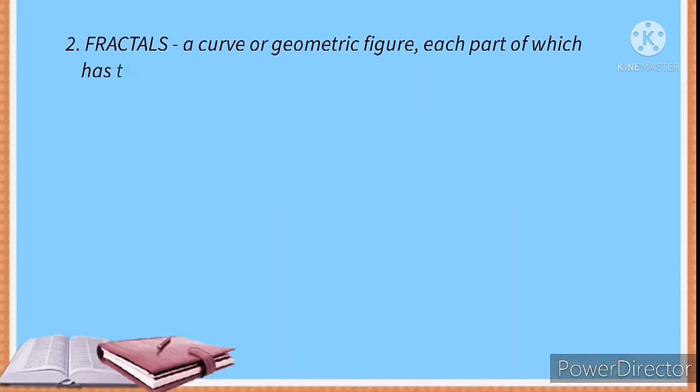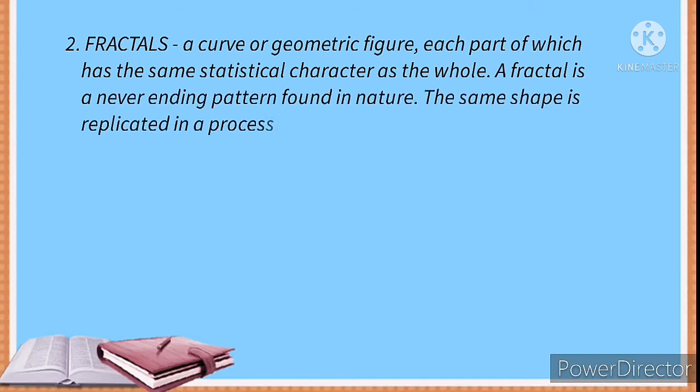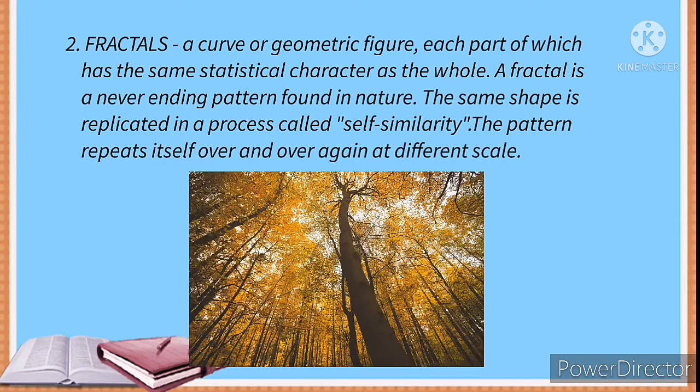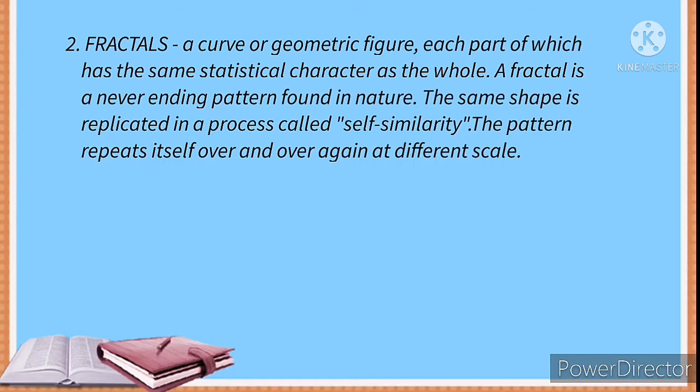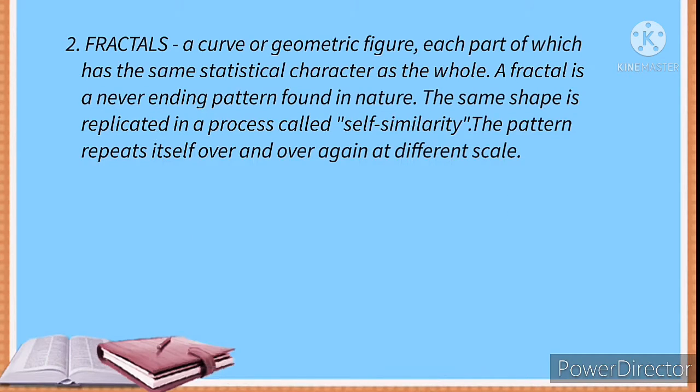A fractal is a curve or geometric figure, each part of which has the same statistical characteristics as the whole. A fractal is a never-ending pattern found in nature. The same shape is replicated in a process called self-similarity. The pattern repeats itself over and over again at different scales. For example, a tree grows by repeated branching. This kind of branching can also be seen in lightning bolts and the veins of our body.